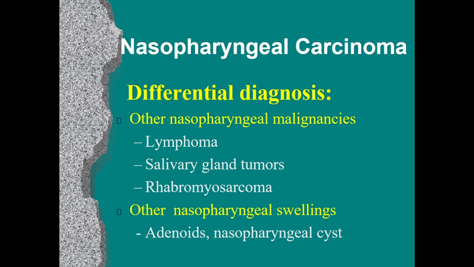Number 2, in differential diagnosis, I have to differentiate nasopharyngeal carcinoma from other nasopharyngeal swellings like adenoids. Adenoids is the most common benign swelling of the nasopharynx, and the nasopharyngeal cyst. This is a benign congenital cyst, which is present in the nasopharynx, and from the pictures I will show you later on, you will know how to differentiate between tumor and benign tissue by the naked eye.